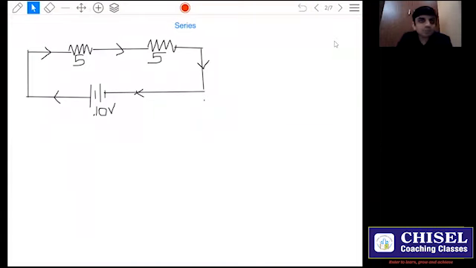So let's say I have just made a small series circuit over here, which contains a battery of 10 volts, that is having a potential difference of 10 volts, and two resistances of 5 ohms each. Now, what is the exact formula? Let's say I'll name this resistance R1 and this is resistance R2, and this is a battery. Let's say it has a potential difference V. And let the current which is flowing through the circuit be I.